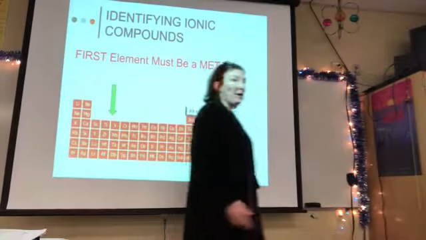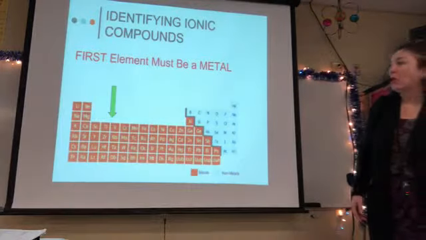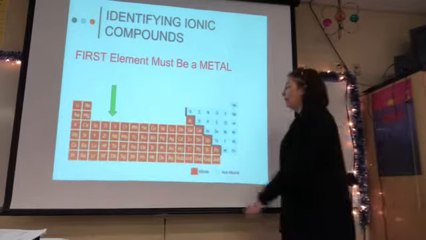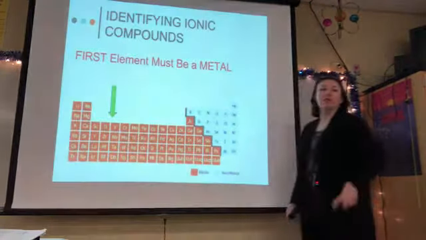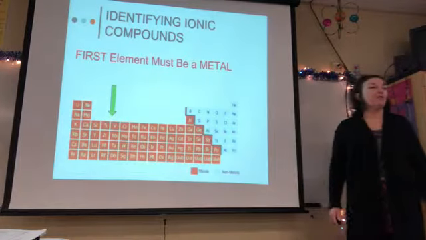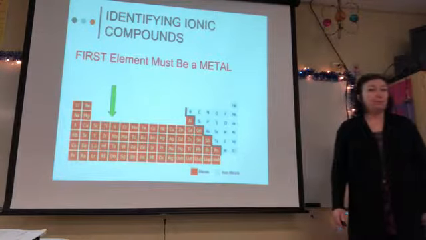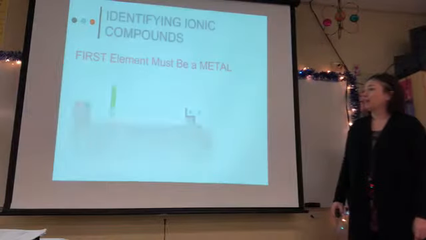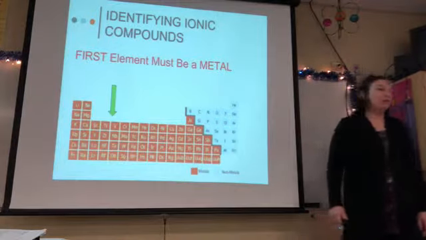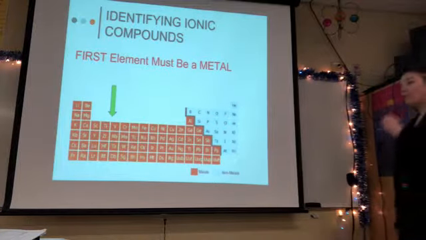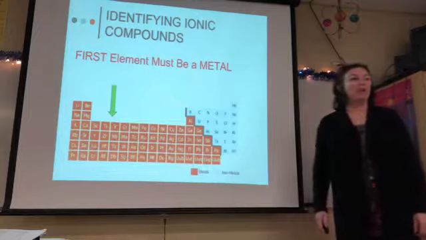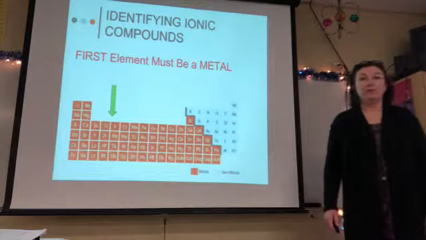First, you need a metal. You need an element on that left side of the periodic table. Metals always come first on the periodic table. They come first in your compounds. The metals are your cations. They are your positive charged ions. Okay? The first element must be a metal for it to be an ionic compound. So far, so good.